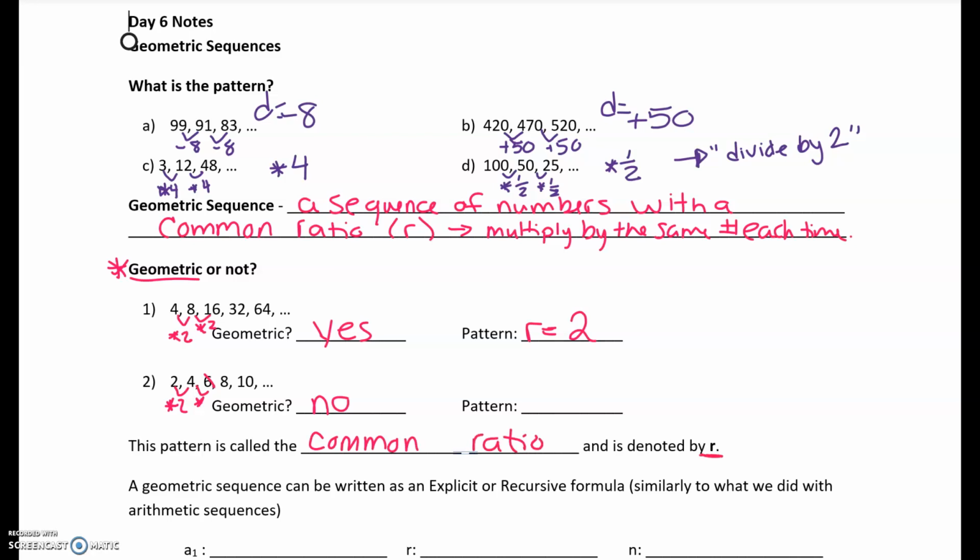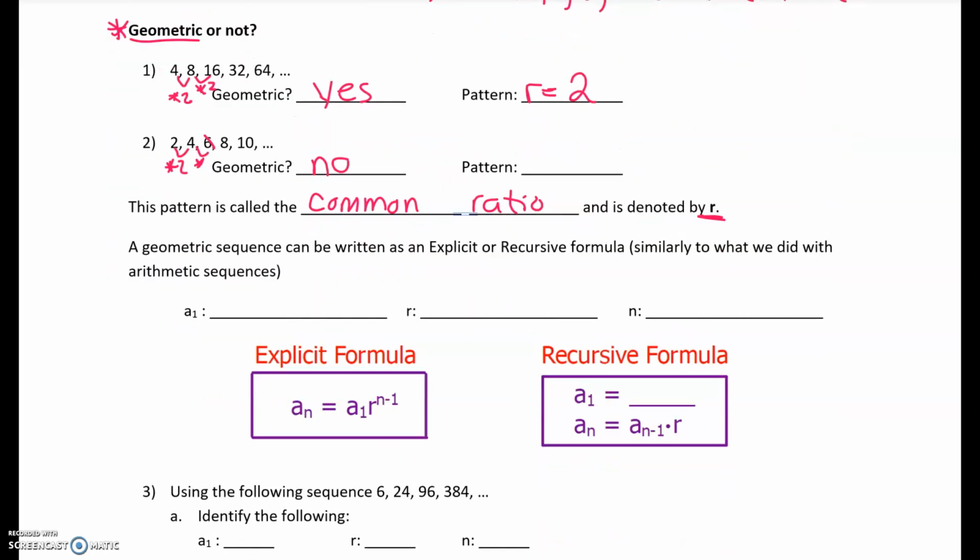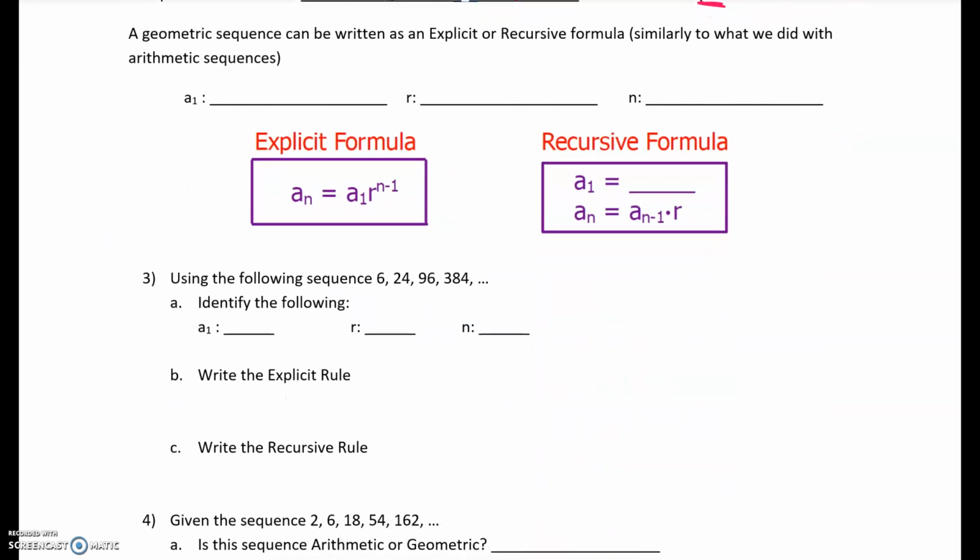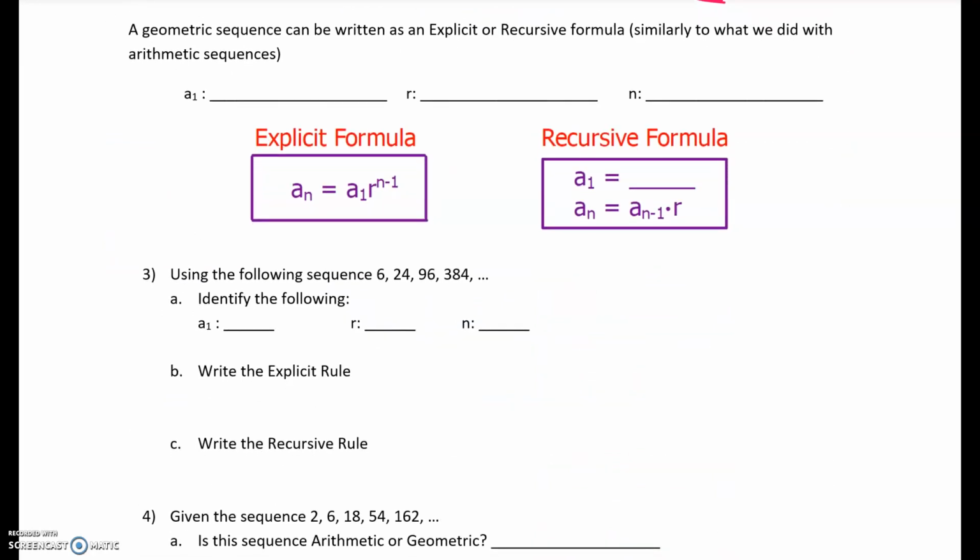And as I said before, it's denoted by the letter R. All right? So we have geometric sequences that can be written as an explicit or recursive formula, similar to what we did for arithmetic sequences. Okay? In these formulas, we're going to have an A sub 1, an R, and an N.